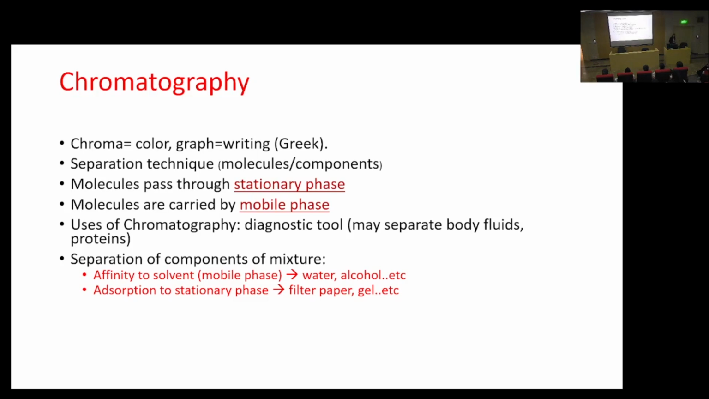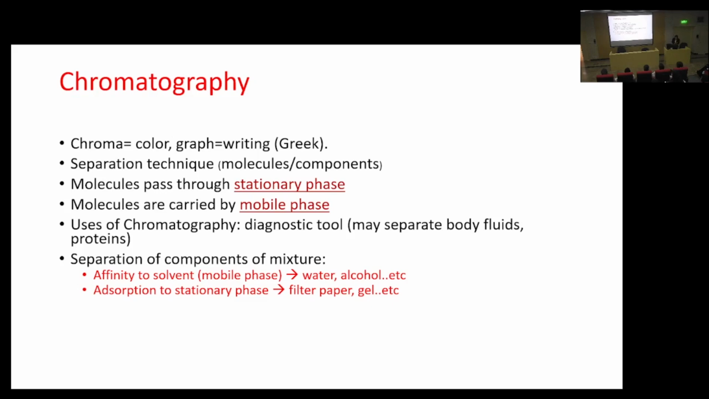So the stationary phase, by definition, is the phase which the molecules pass through, whereas the mobile phase is what the molecules are carried by. And for separation of components to occur, this depends on several factors, but there are essentially two main things. Number one, the affinity to the solvent. The solvent is also known as the mobile phase. And number two, adsorption to the stationary phase. How much adsorption, or as you can say, how much friction.